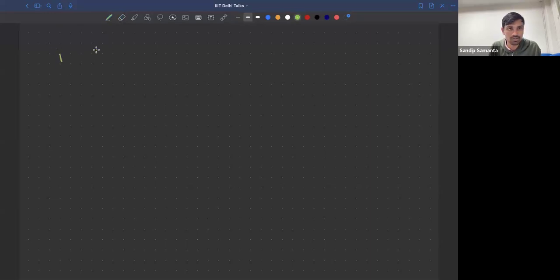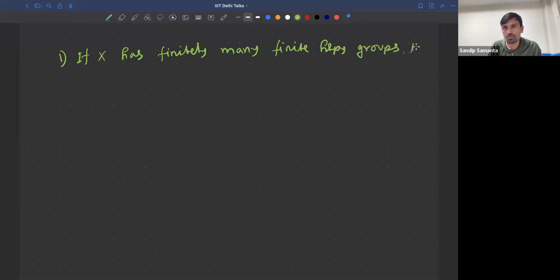That first, that if X has finitely many finite homotopy groups, then this EX is finite itself.